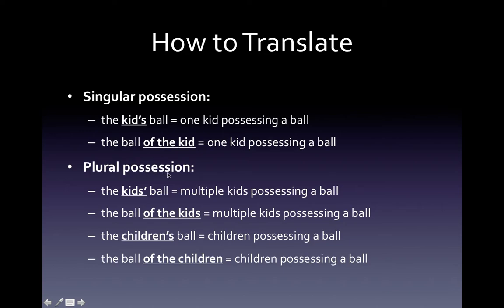Now, here's plural possessions. If you have multiple kids possessing a ball, it would be kids, then the apostrophe. If you want to do it just the of version, it's the ball of the kids.